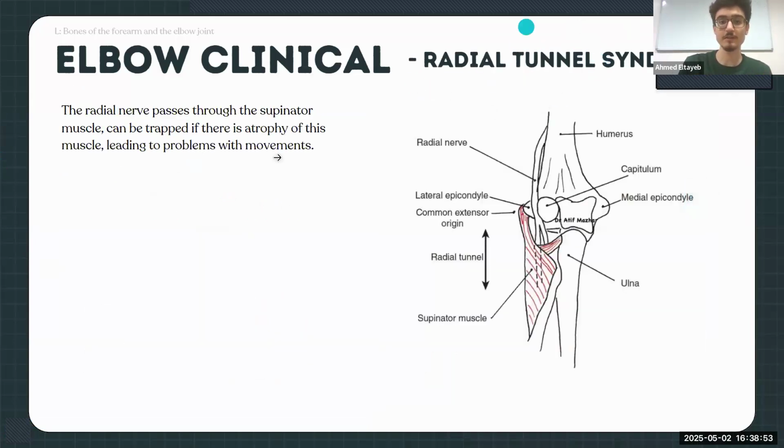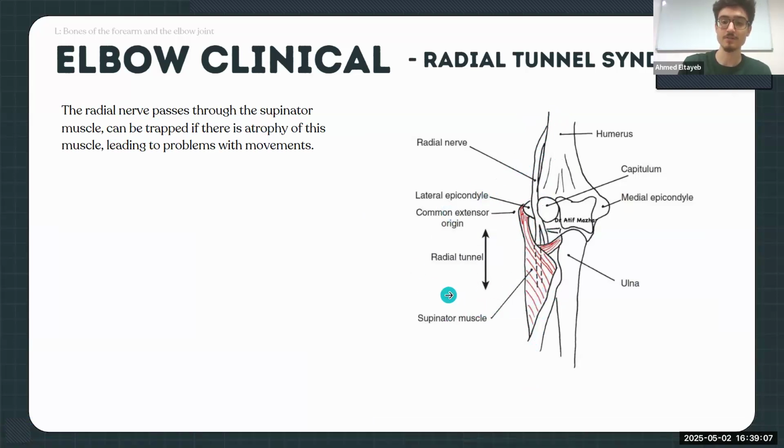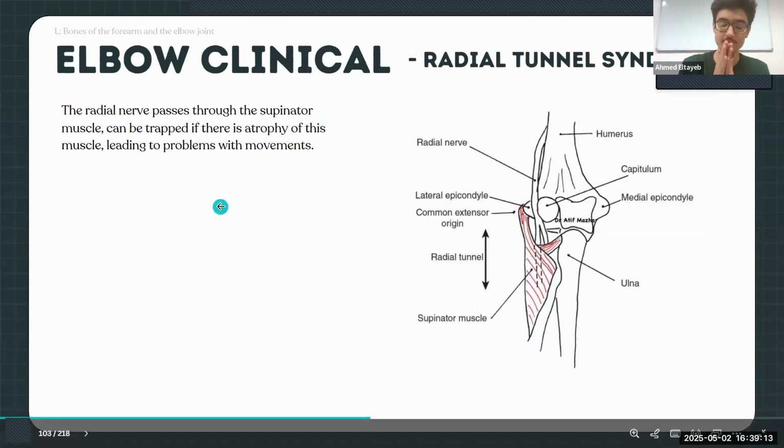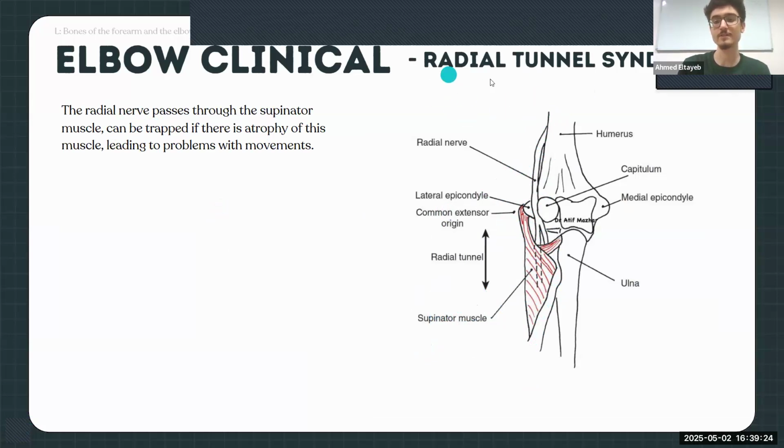Radial tunnel syndrome: more or less, your radial nerve will go laterally, near your radius, and it's going to go through a tunnel, which we call the radial tunnel. It pierces through, or is deep to, the supinator muscle. But if you have any kind of inflammation, or overuse of the muscles causing entrapment, it can cause radial tunnel syndrome, and you're going to have weakness in the radial nerve function, for example the sensory aspect and also the extensor muscle aspect.